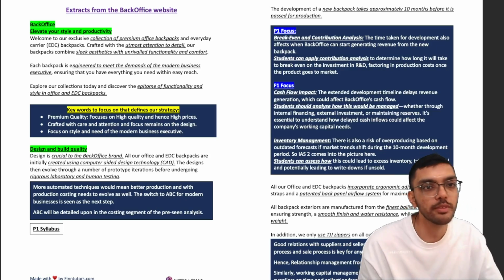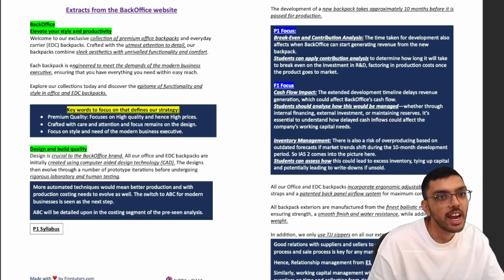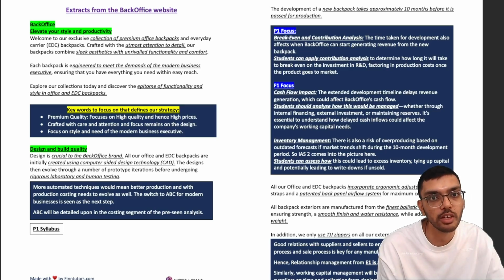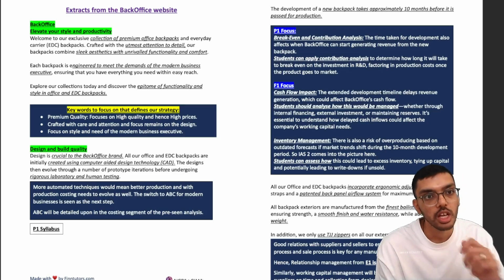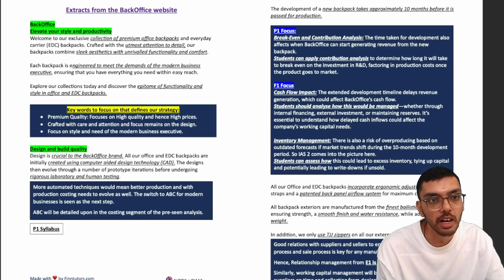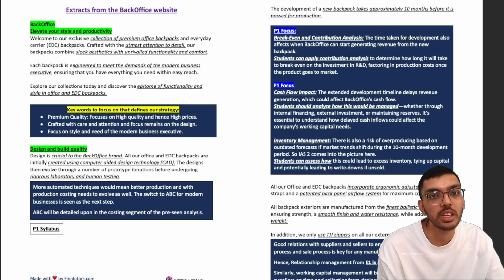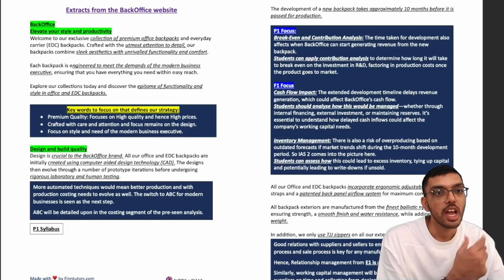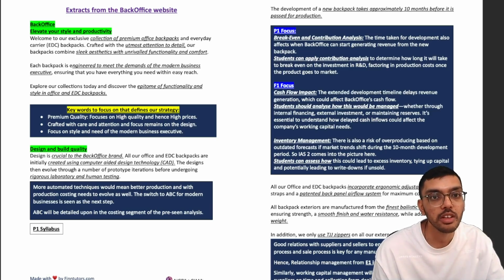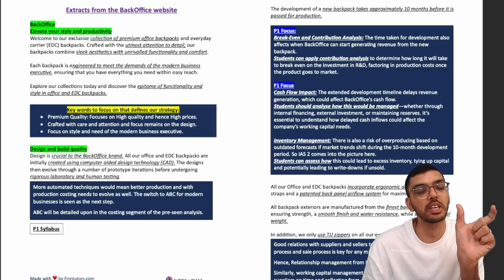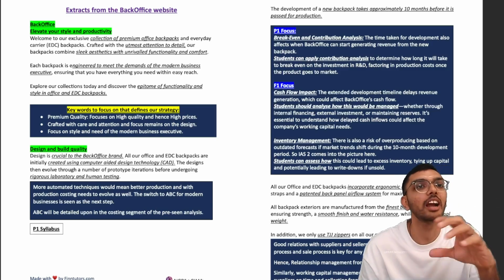So welcome to our exclusive collection of premium office backpacks and everyday backpacks. Crafted with utmost attention to detail, our backpacks combine sleek aesthetics with unrivaled functionality and comfort. Each backpack is engineered to meet the demands of the modern business executive, ensuring that you have everything you need within easy reach. Explore our collections today and discover the epitome of functionality and style in office and EDC backpacks. So that's what the website says when we are speaking about elevating style and productivity.